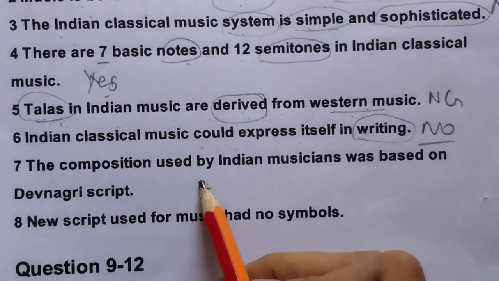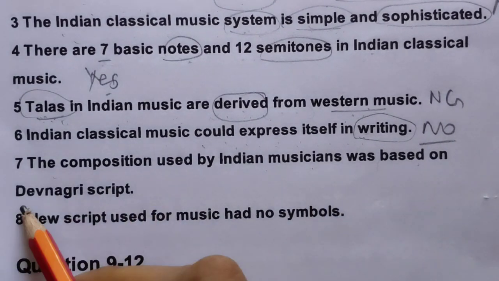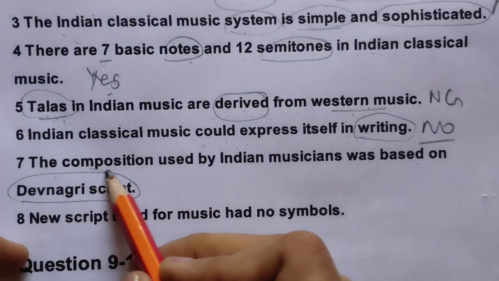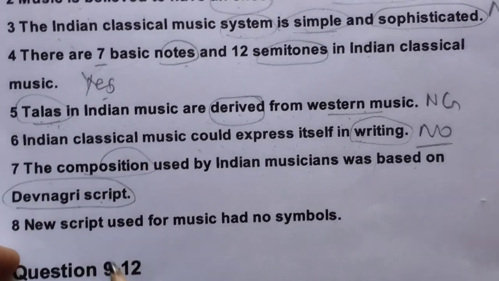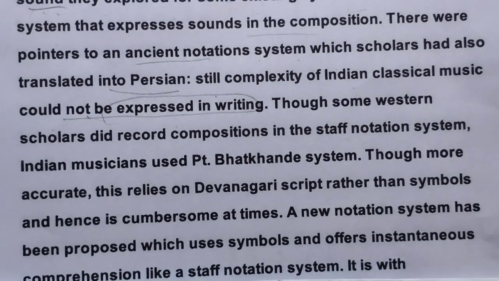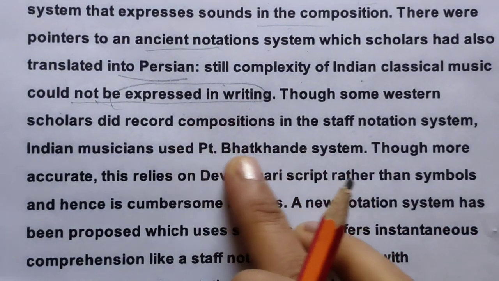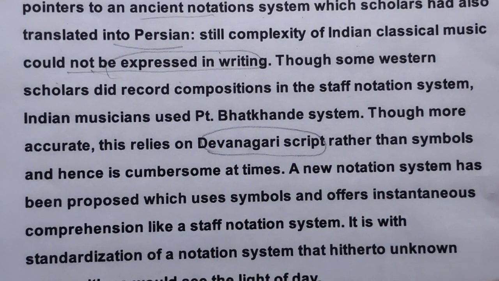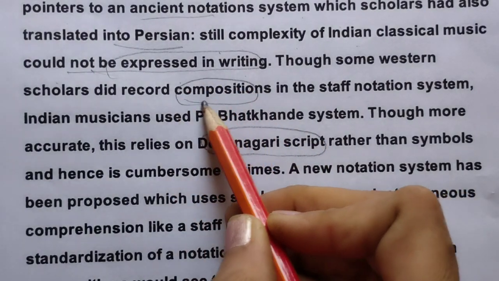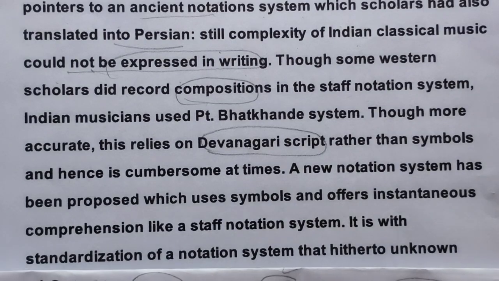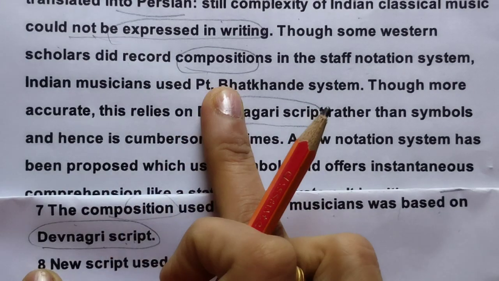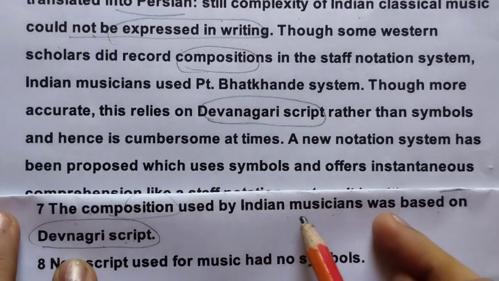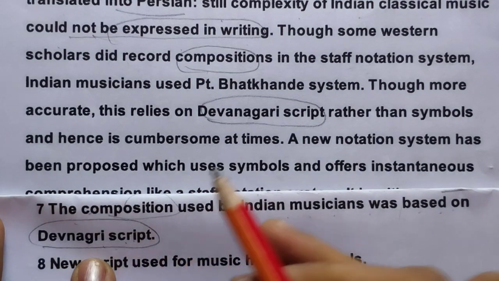7. The composition used by Indian musicians was based on Devanagari script. Composition and Devanagari script, we will be just looking for these words. Okay, so here the Western scholars, so Devanagari script, this word I was looking for, and composition also. So I will show you the question also. So this is the question and this is the paragraph.